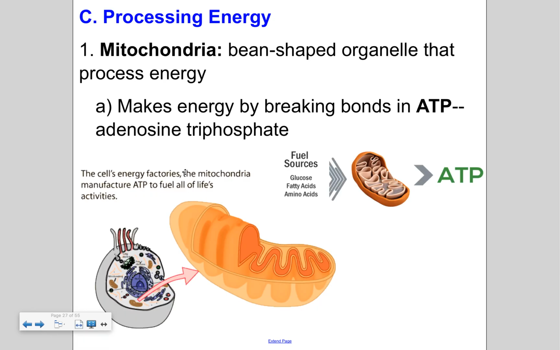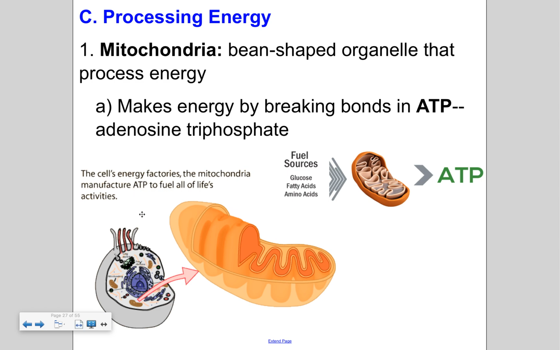Okay, we have some organelles that are very important in making energy. And so we have the mitochondria, which is this bean-shaped organelle that makes energy. And it makes energy by creating a molecule called ATP. ATP stands for adenosine triphosphate. So here you can see that the cell has multiple power plants, or multiple mitochondria, scattered throughout the cytoplasm. And it makes ATP. ATP is the fuel of all of life's activities.